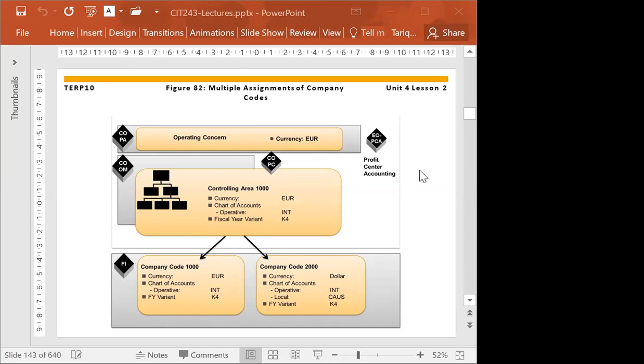So, for example, if we have 2 controlling areas for this operating concern, then this will be treated as a profitability segment. Another controlling area will be treated as another profitability segment. So if you hear the term profitability segment, then we can say that we are talking about controlling area. One or more company codes can be assigned to the controlling area.